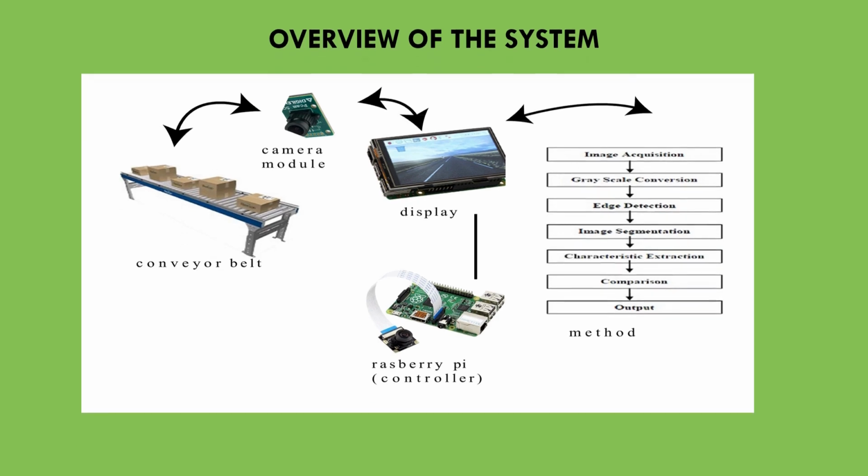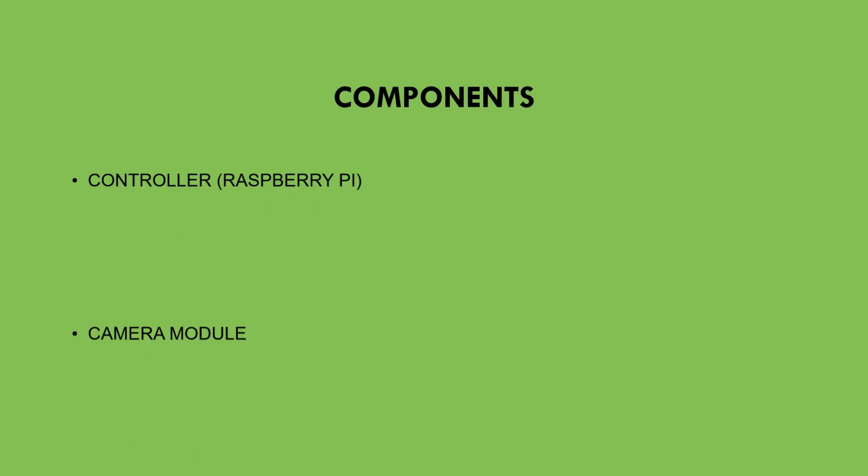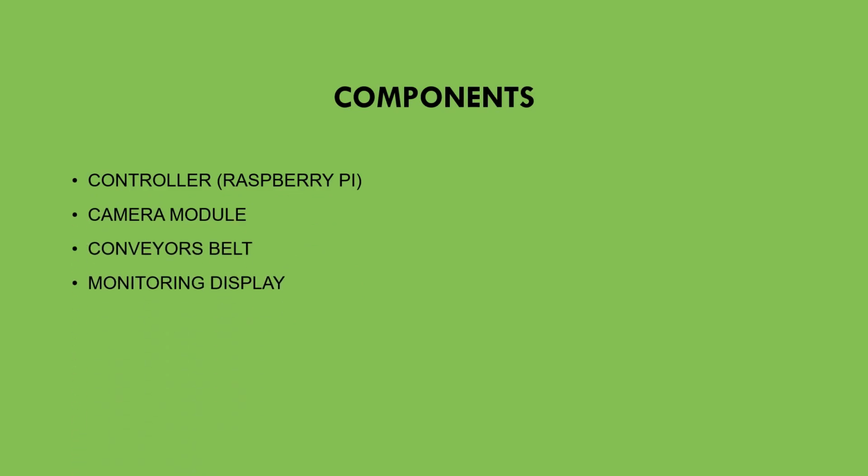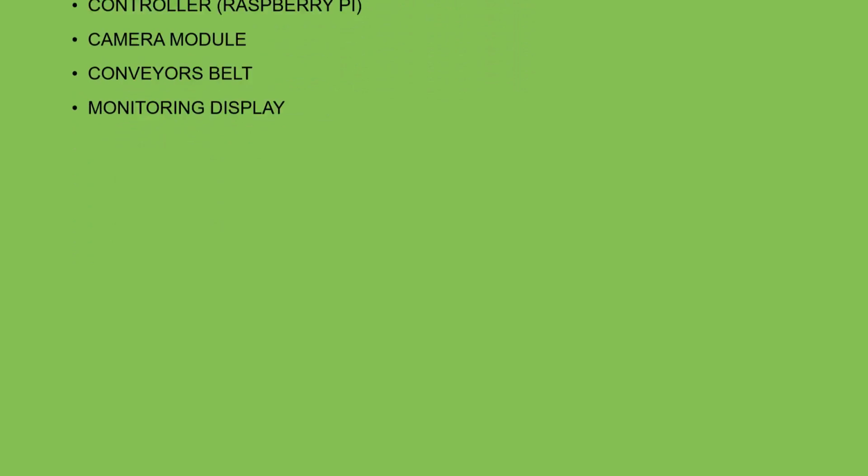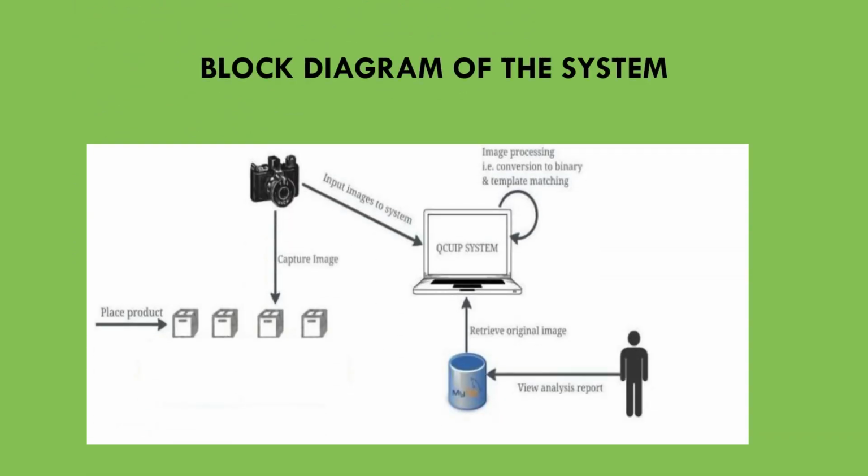Majorly we need 4 components: controller, that is, Raspberry Pi, camera module, conveyors belt, and monitoring display. Now, working explanation. 1. Quality verification using image processing.